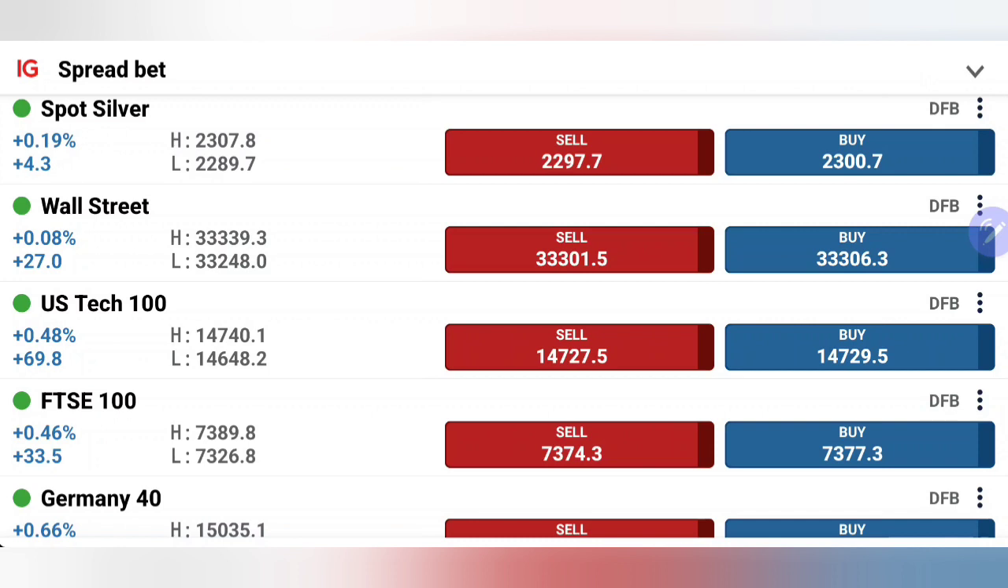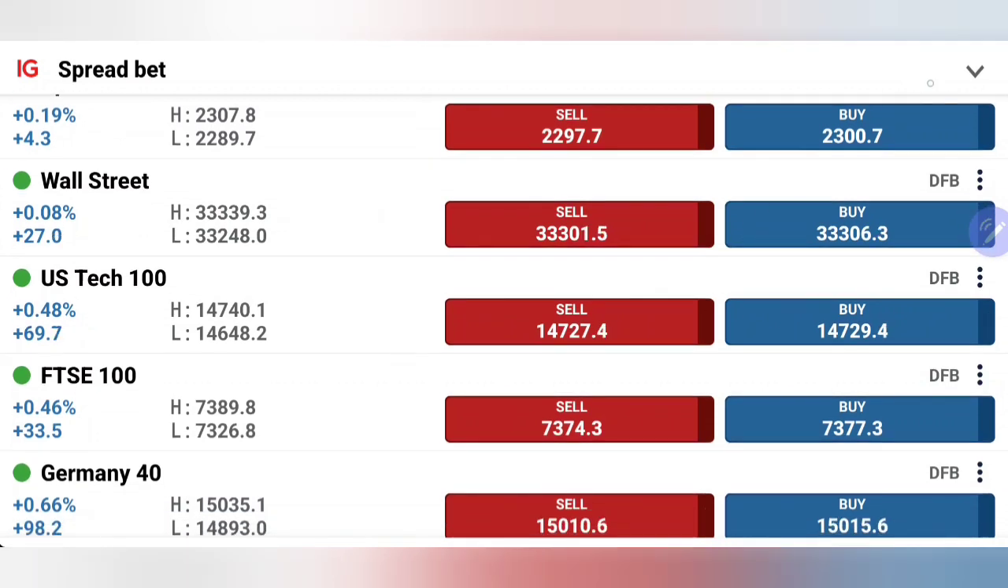Yesterday, we said that every dip is an opportunity for you to buy. A possible rally could be seen, and this is what has happened. I hope you all profited.